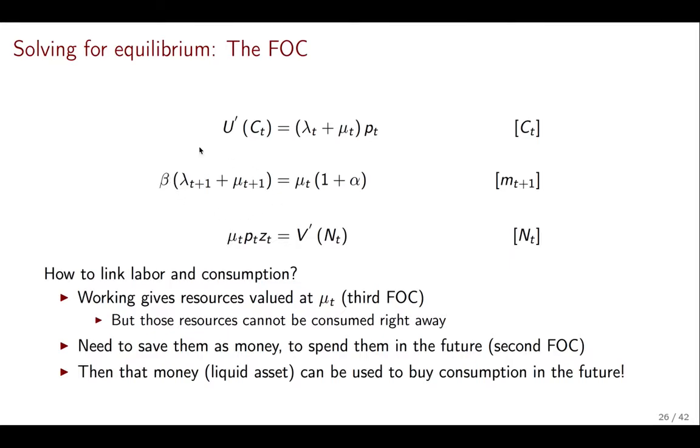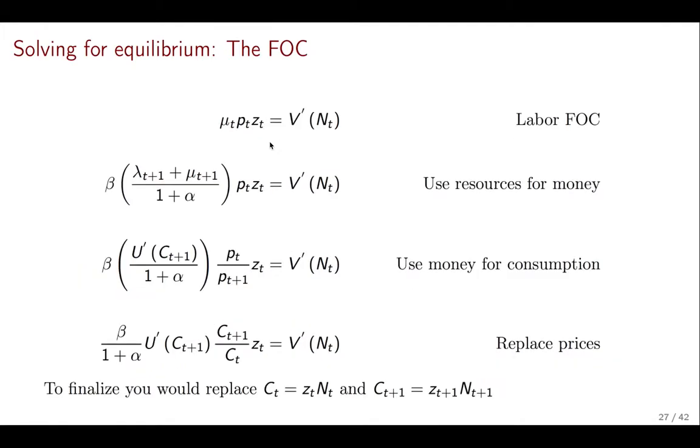You save it, in the next period you can consume, and so the value of that income is linked to the value that you get out of relaxing your constraints in the next period. And that value is given by how much you get in terms of utility for the additional consumption. Let's see how that plays out. We start with our labor first order condition. We're gonna then replace mu t for the value of those resources. And that's gonna be lambda t plus 1 plus mu t plus 1 over 1 plus alpha.